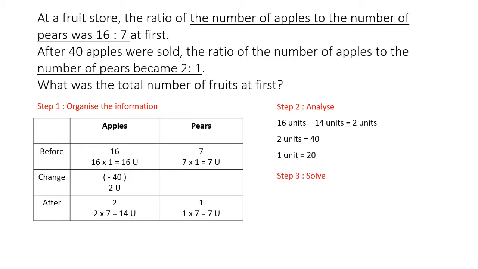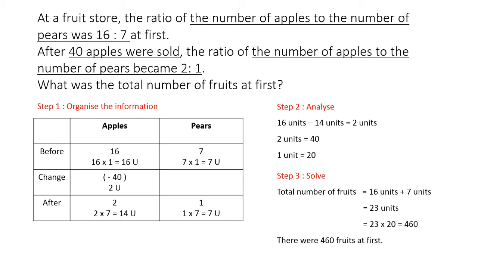So step 3, we are ready to solve this question. We need to find the total number of fruits at first. Let's look at the table again. We have 16 units of apples at first and 7 units of pears at first. So the total will give us 16 plus 7, that's 23 units. From step 2, we have calculated that 1 unit equals 20. So 20 times 23, that will give us 460. So we have arrived at our answer. So based on our calculation, we have found out that there were 460 fruits at first.